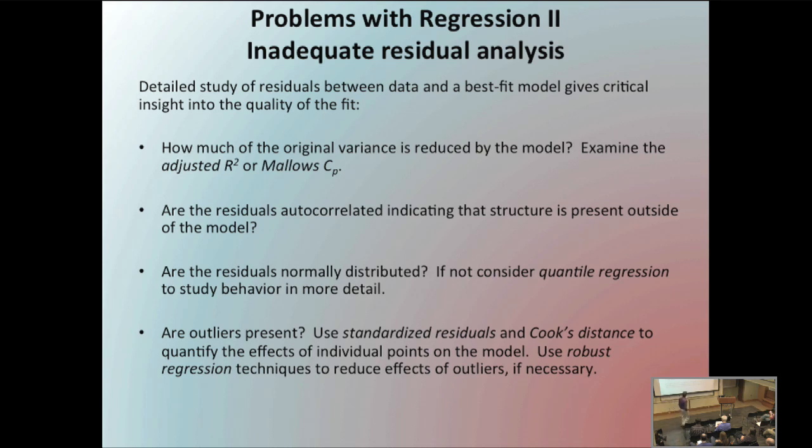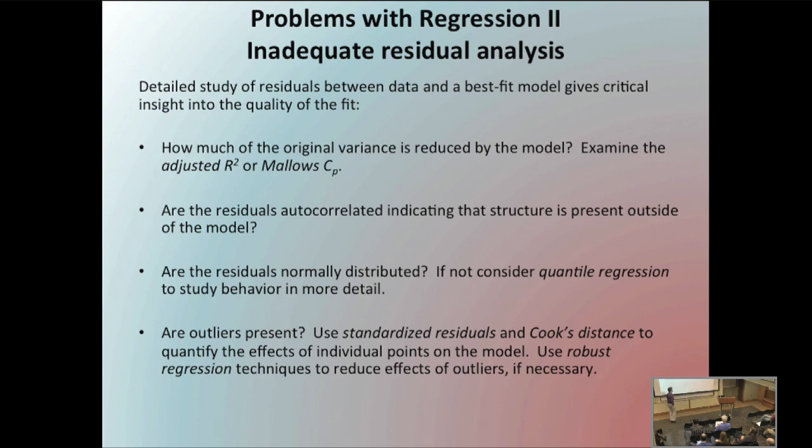Are the residuals normally distributed? If not, take a look at quantile regression. I gave two or three examples of quantile regression on Wednesday to show not just how the median goes, but also how the 25% and the 75% go, or even, if you have a lot of data, the 10% and the 90% quantiles. So you can regress different parts of your data if you have a rich enough data set and it's non-Gaussian in behavior.